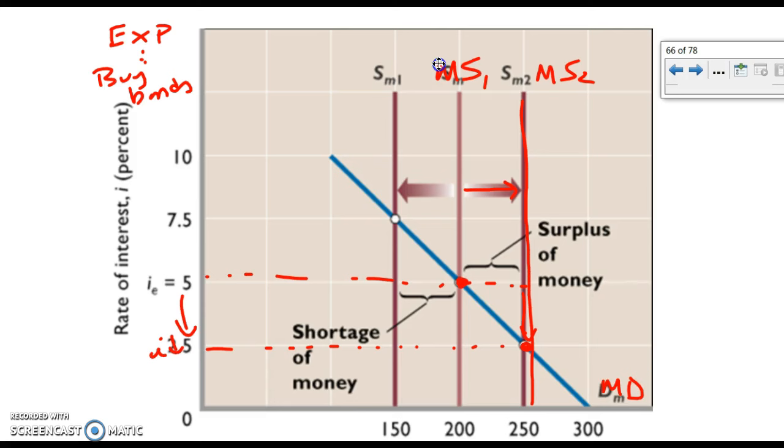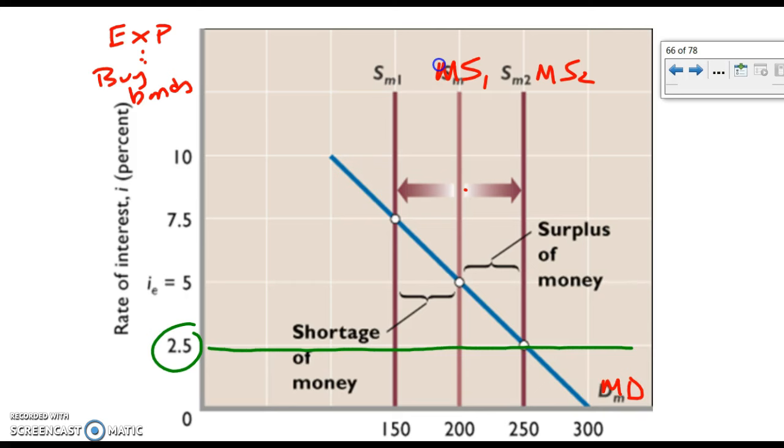So let's say instead of buying bonds, the Fed decides we're just going to drop the interest rate. The current interest rate, 5%, we think it's too high. So rather than buying bonds, they simply change the discount rate. Okay, now what's going to happen is the Fed is going to set a new interest rate. Okay, it's going to function kind of like a price ceiling.